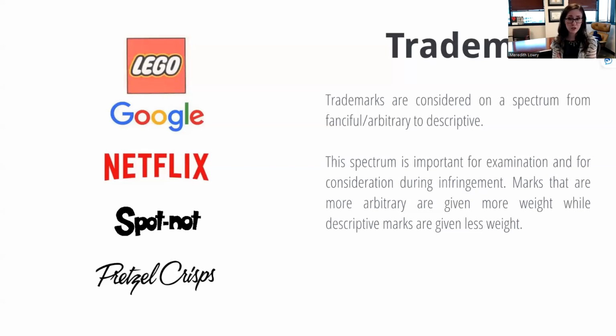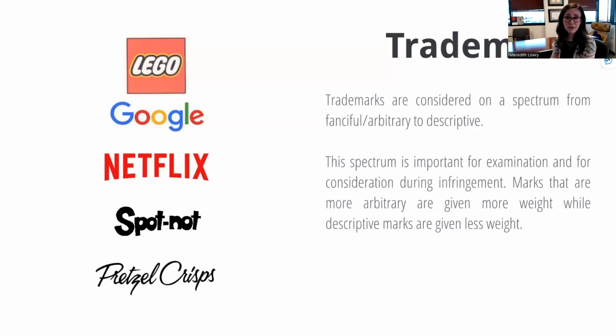Pretzel crisps are generic. They are not something that can be protected despite all the attempts that the owner of Pretzel Crisp has tried to do. We see other trademarks in a kind of spectrum. So there are the descriptive words, and then there are the kind of suggestive ones like Netflix. And then we have the arbitrary and just kind of fanciful trademarks of Lego and Google that didn't really relate at all to what they were doing before they started using them.